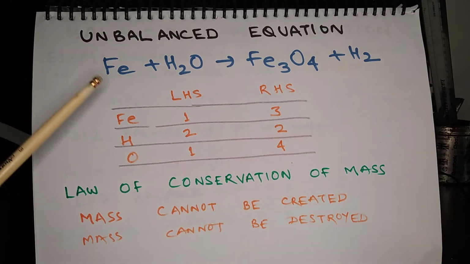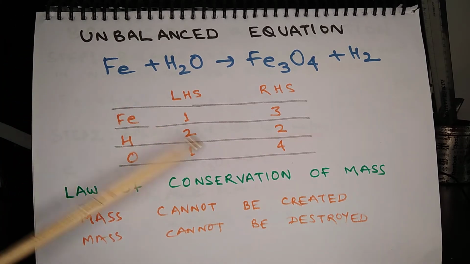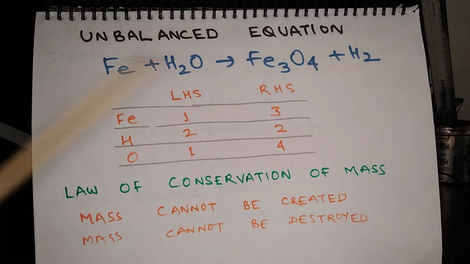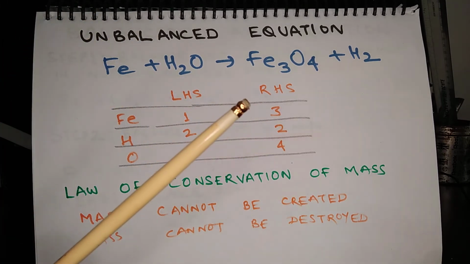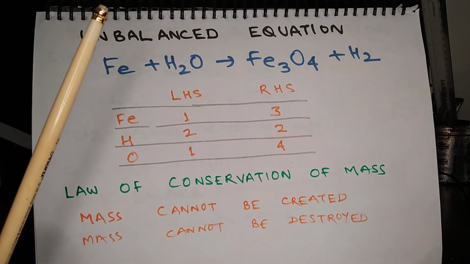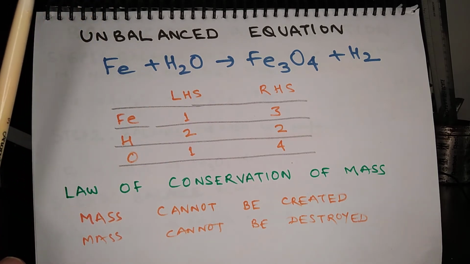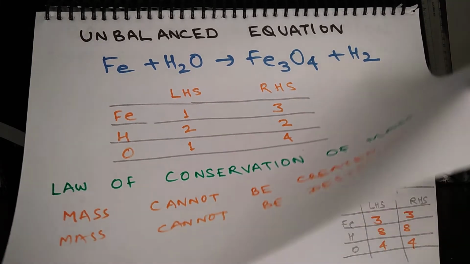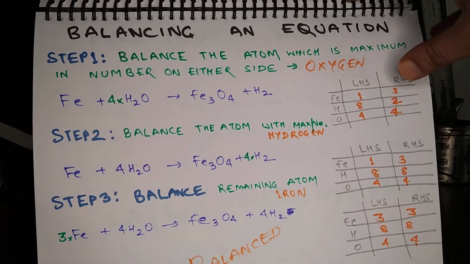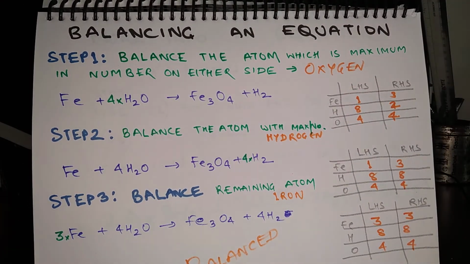Since the number of atoms of two elements, that is iron and oxygen, are not equal on both sides of the equation, this equation is called an unbalanced equation. We need to write a balanced equation because we need to obey the law of conservation of mass. The law of conservation of mass says that mass cannot be created and mass cannot be destroyed. So we cannot create additional mass, or destroy the mass. So how to balance an equation?